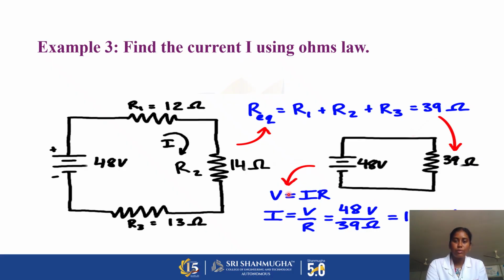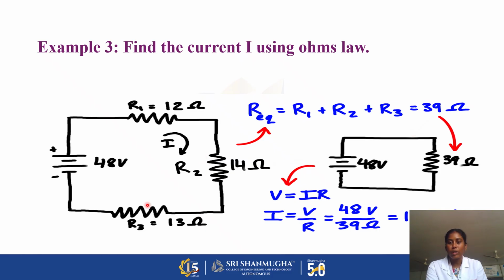Then try to solve this problem by using Ohm's law. According to Ohm's law, V is equal to I into R. This is a very simple circuit having a single loop. In this loop we have a supplied voltage 48 volt and the resistance values 12 ohm, 14 ohm and 13 ohm. So directly we can apply.